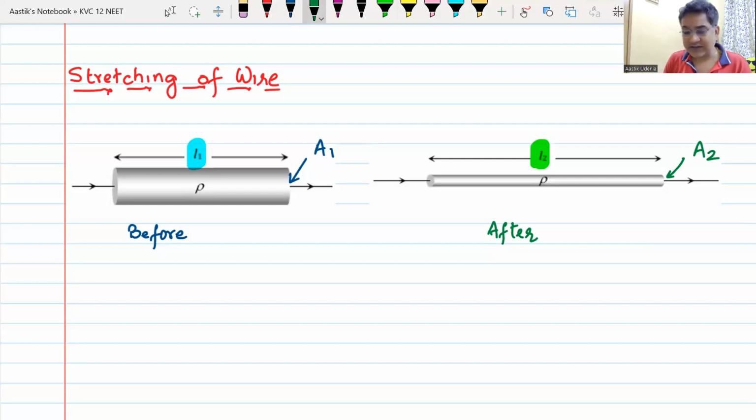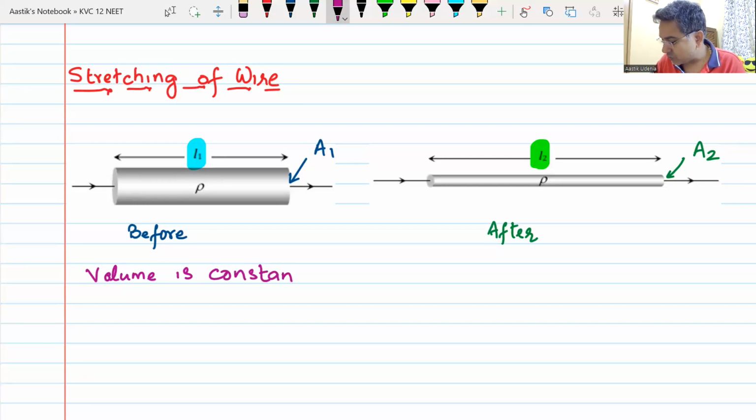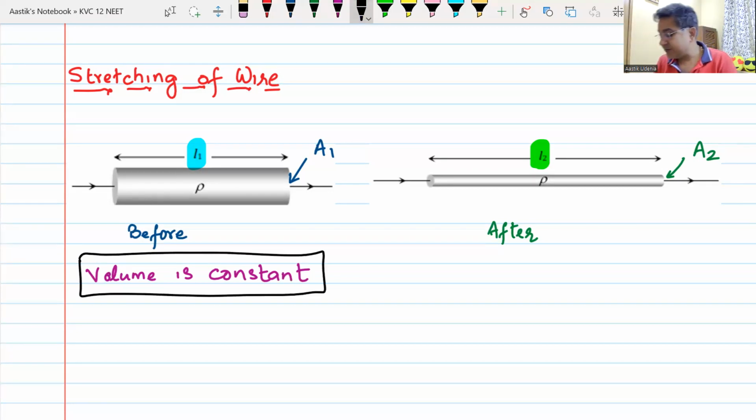As you can see, because of the stretching of this wire, the length has increased, but something has decreased. Can you see what is decreased? Area, sir. Remember that we are not creating any volume, so volume should remain constant. The volume of the wire before stretching and after stretching has to remain constant. We are not putting any material inside, so volume cannot change. That means I can write A1 into L1 will be equal to A2 into L2.